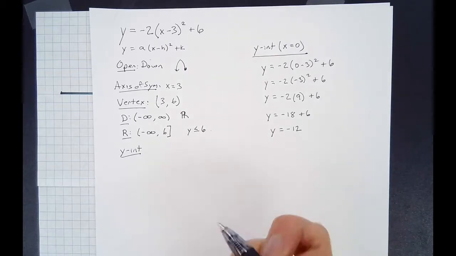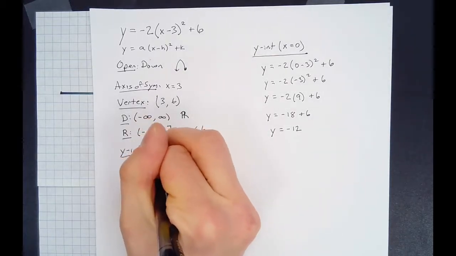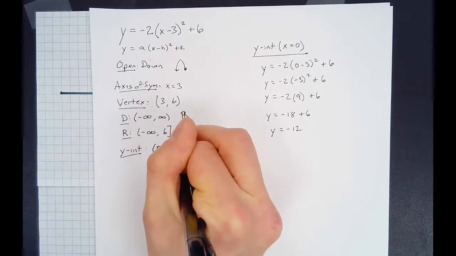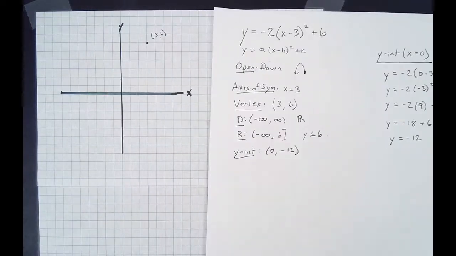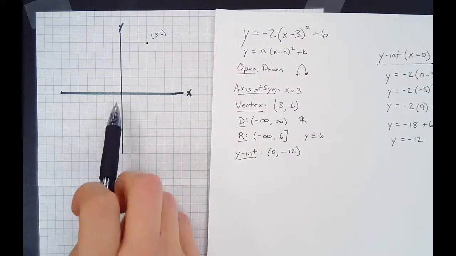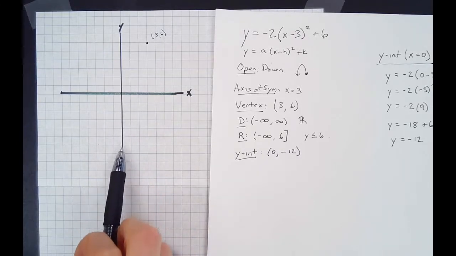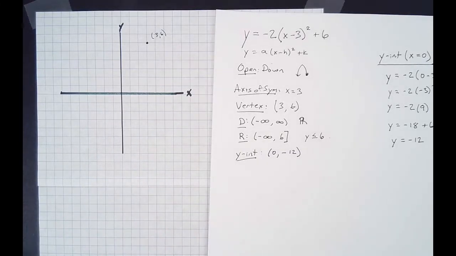So my y-intercept is at 0, -12. That's actually not going to show up on my graph, because if you see 1, 2, 3, 4, 5, 6, 7, I only go down to the -7 here. So my y-intercept is not going to show up on my graph, so I'm not going to plot that.